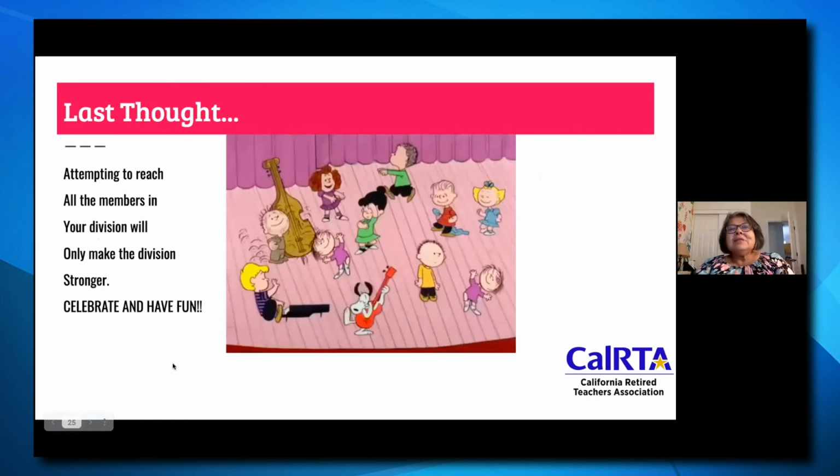So I always like to leave on a positive thought, and these characters in this little cartoon to me represent our divisions when we can finally meet, because it'll be a joyous time. So attempting to reach all the members in your division will only make your division stronger. And I want to tell you one last point.